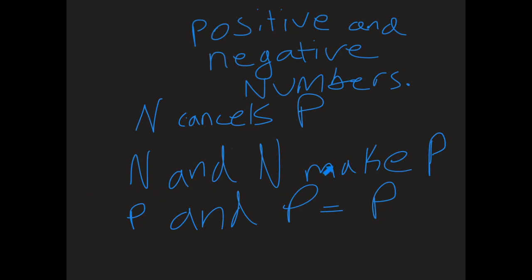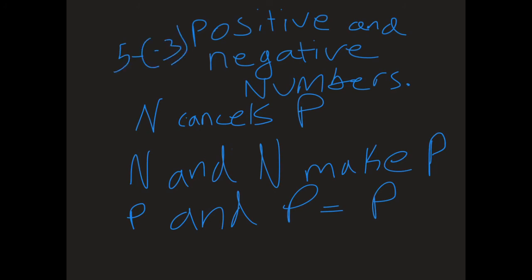Next one, n and n make p. So n and n, negative and negative, this is referring to when you have, let's say, 5 minus negative 3. And you might say n and n, you can just take away one n, right? But that's not right. Let me just write it down in this corner here. 5 minus negative 3.